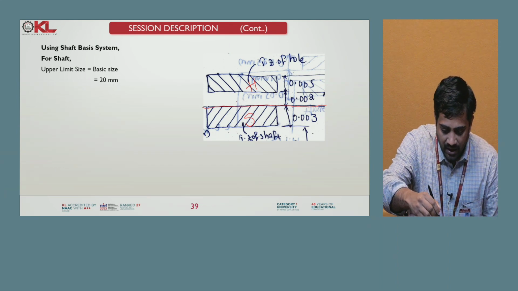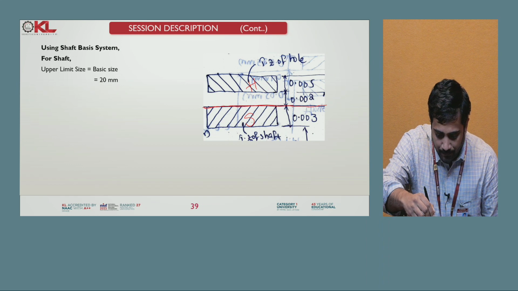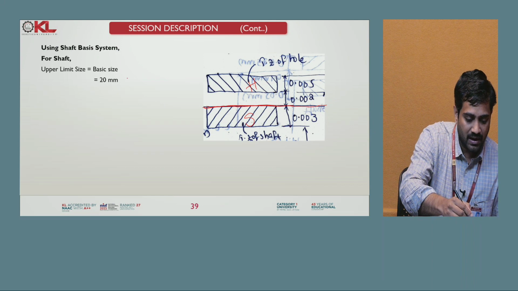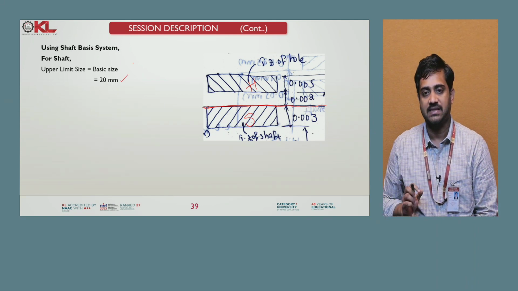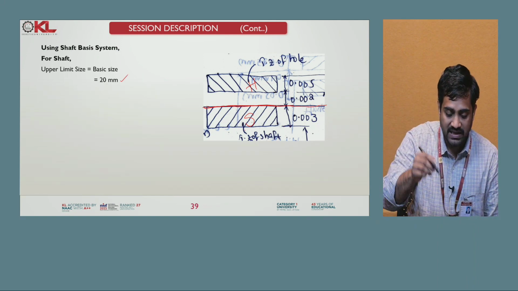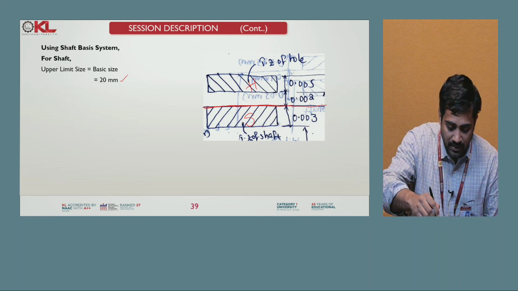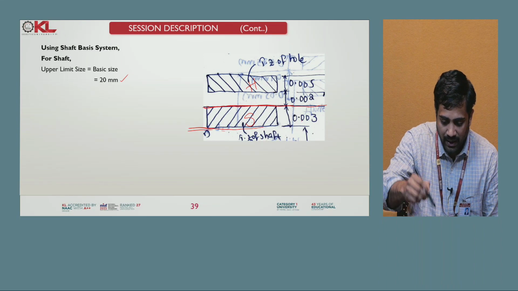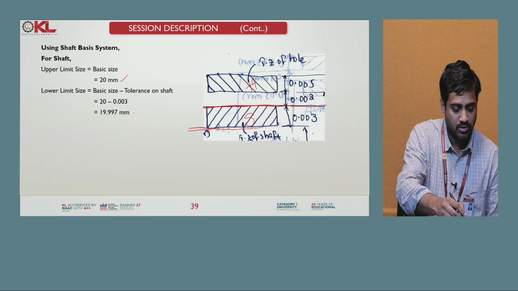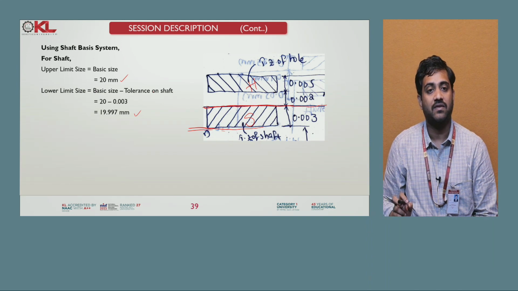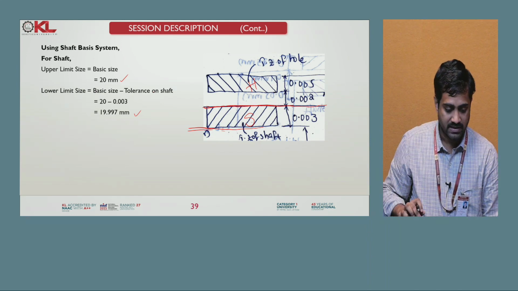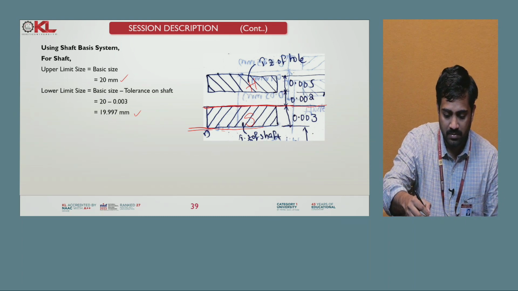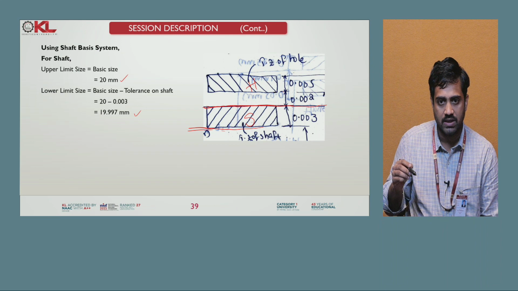This is the zero line. Now this will be the upper limit of the shaft, which is equal to the basic size. So the upper limit size will be exactly 20 mm. Now for the shaft, the lower limit size will be 20 minus 0.03, which means 19.997 mm. Next, for the hole, you know, a minimum clearance of 0.002 is there.